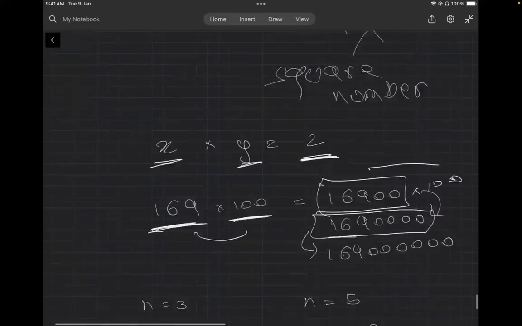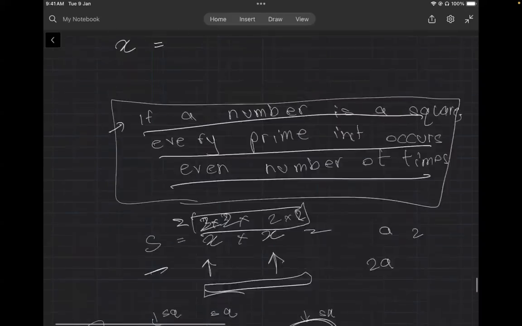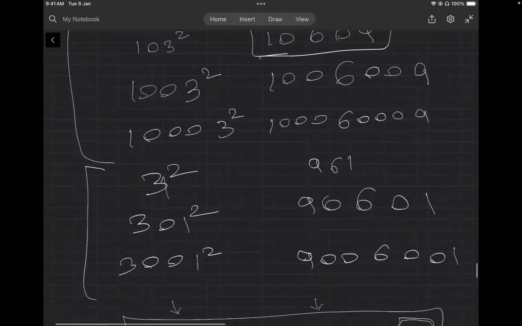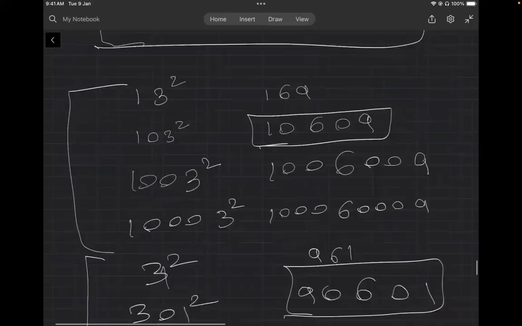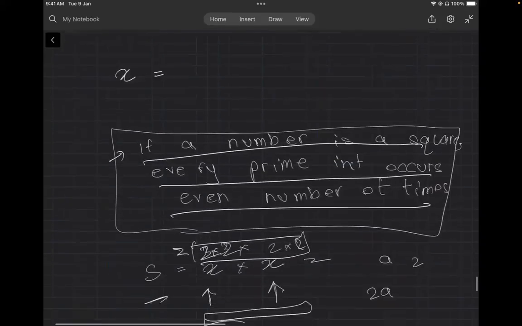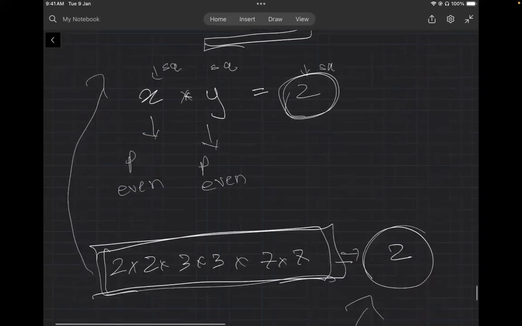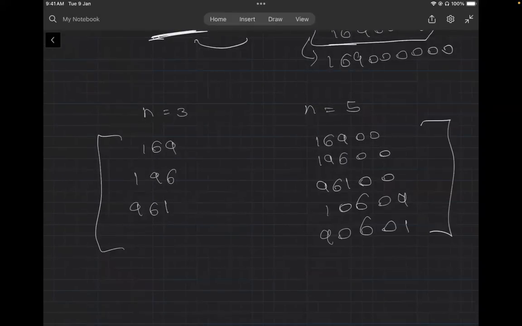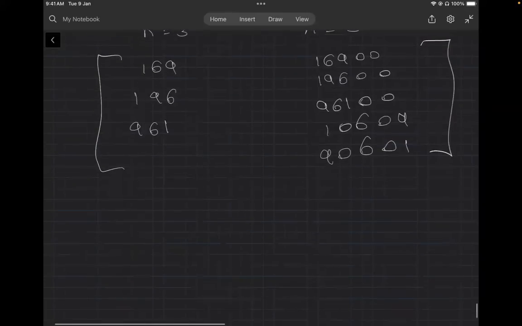Now, before discussing all of this, we know that 1609 is a square and we know that 90601 is a square. Basically, if I want to increase its length by 2, it was 3, I just add 0 between 1 and 6 and 6 and 9. So here 10609 is a square and 90601 is a square. We found 5 numbers.